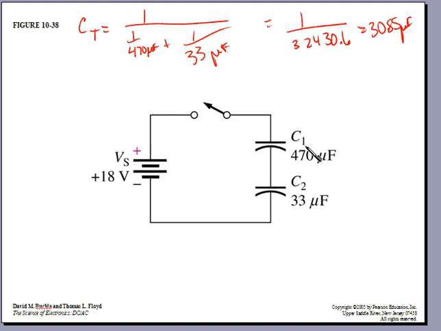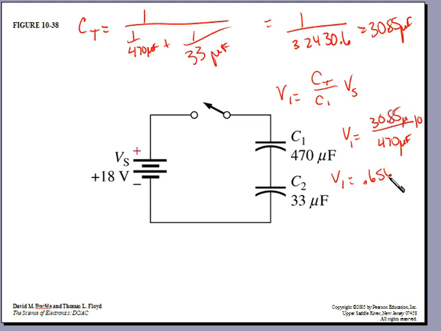So to figure out how the voltage divides, it's going to be total capacitance over the individual capacitor times the source. So it's 30.85 micro divided by 470 micro times 10. So 30.85 divided by 470 micro times 10 is 0.656 volts.